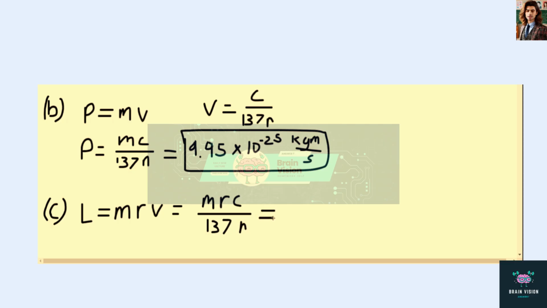Plugging these values in, we find that the angular momentum is equal to 2.11 times 10 to the minus 34, and the units of angular momentum in SI units are joule seconds. And that can be boxed in as our solution for part C.